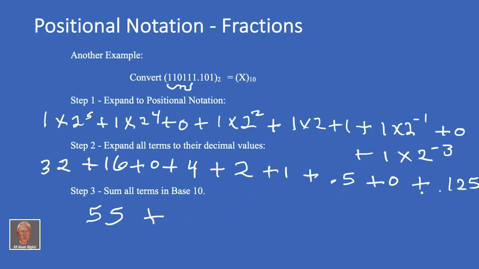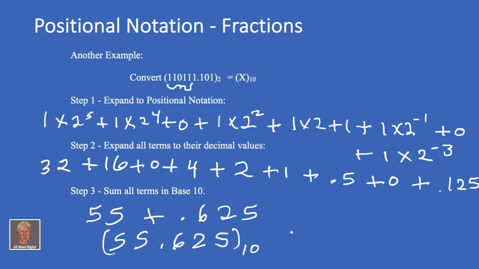Plus 0.5 and 0.125. So that's 0.625. So it's equal to 55.625 base 10. So that's equal to our original number, which was 110,111.101 base 2. And there you have it.